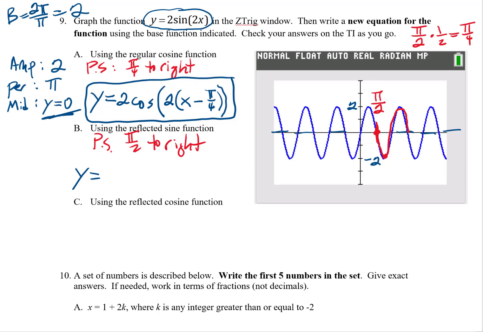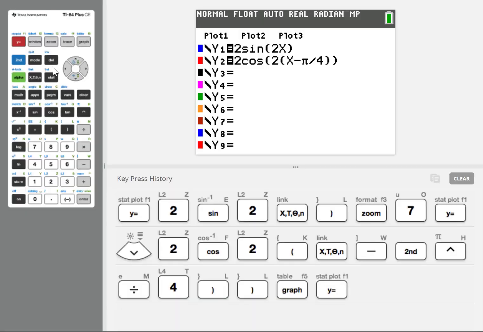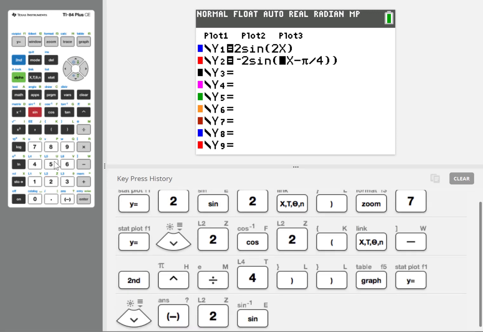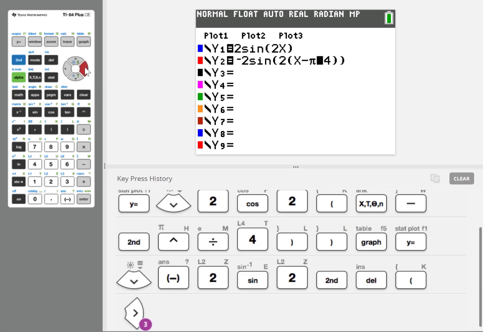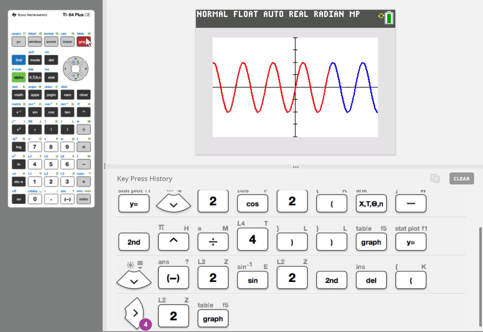I can write it down now. I'm going to have a negative because of the reflection. Amplitude is 2. We're using sine. The B will still be 2. And my phase shift is now pi over 2 to the right, so x minus pi over 2. Again, let's try that one in the calculator. I'll come down here and replace this with -2 sine 2 parentheses. In fact, I think I can just insert that in. And then x minus pi over 2, as we had. Okay, I think I've got it in there. Hit graph. Sure enough, another equation that makes exactly the same graph.